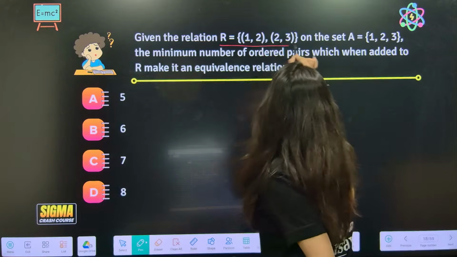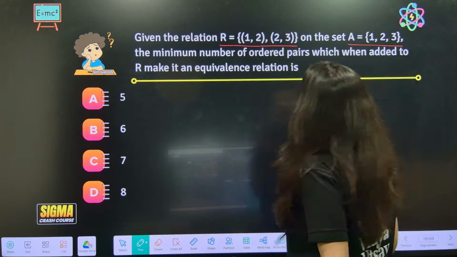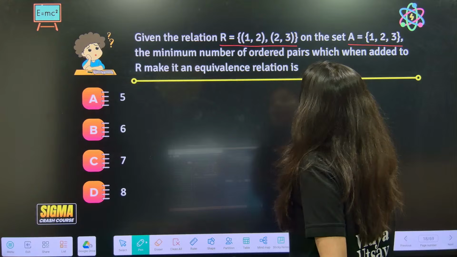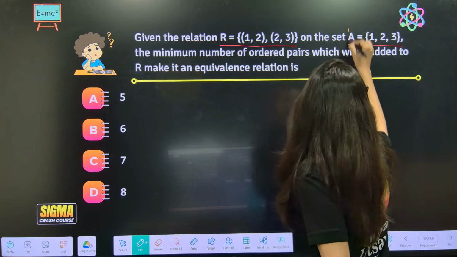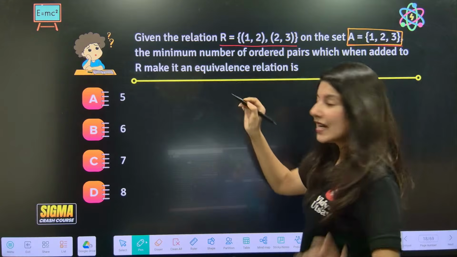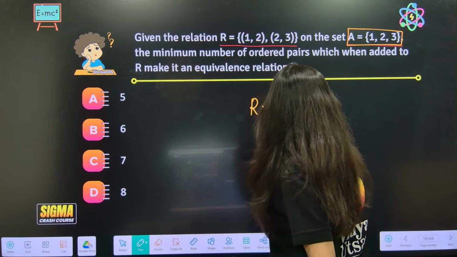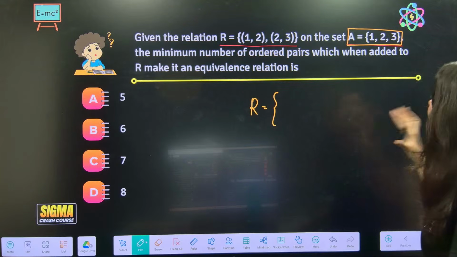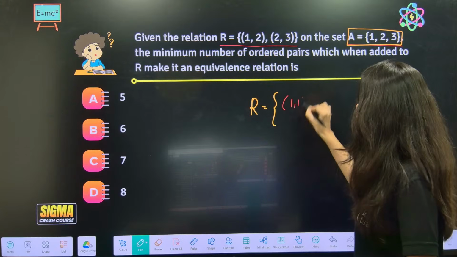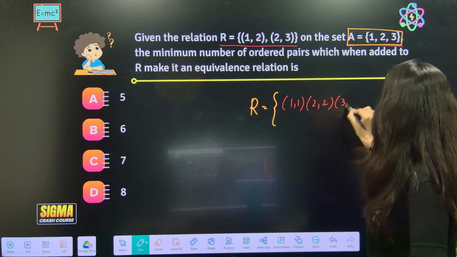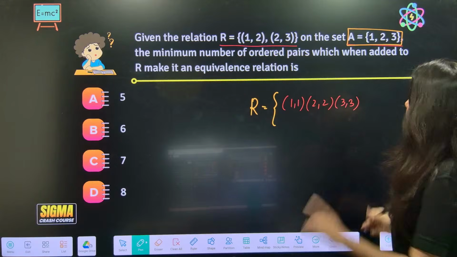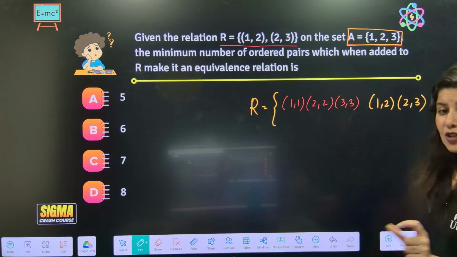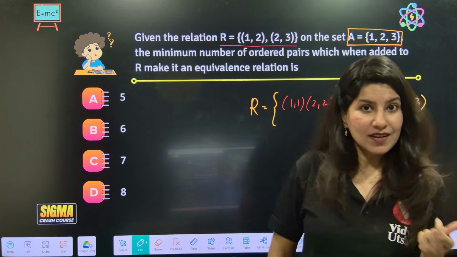Given the relation R is this on set A. The minimum number of ordered pairs which when added to R make it an equivalence relation. First of all, set A. So please note that what is ninja style? Ninja style says that first of all make it reflexive by adding 1 comma 1, 2 comma 2 and 3 comma 3, which is not there. So 1 comma 1 I am adding, 2 comma 2 and 3 comma 3. So now it is reflexive. 1 comma 2 and 2 comma 3 are already there. Okay, so now I have made this relation reflexive.